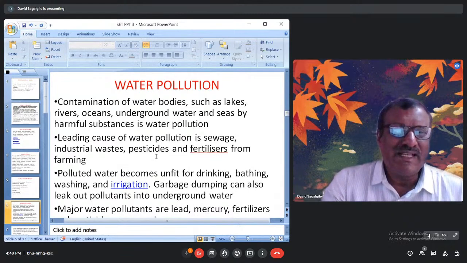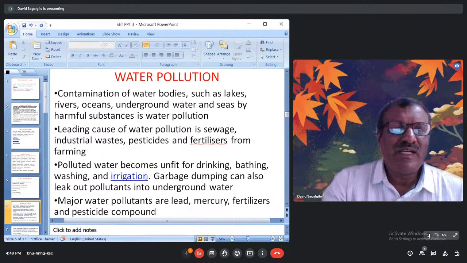Then pesticides and fertilizers from farming. Pesticides are used to destroy pests, and are sprayed on the plants and over the crops, and even fertilizers, which are again chemicals, are also causing a lot of water pollution.